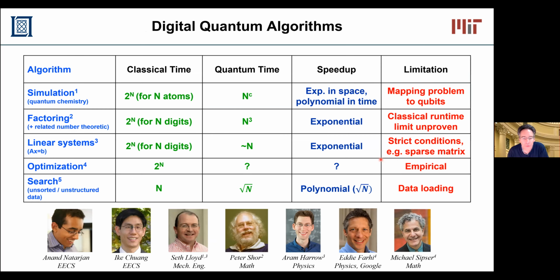Now, there are a number of digital algorithms, and I'm not going to talk through all of them today, but I just want to highlight a few of them, or a few categories. One, of course, very important is quantum simulation, such as quantum chemistry. And what we show here is the classical time, which is basically exponential in the number of atoms you're trying to simulate, and the quantum time, which brings that n out of the exponent into the prefactor, and therefore there's an exponential improvement. Now, of course, we know Peter Shor's algorithm, a factoring algorithm, and related number theoretic algorithms similarly have exponential speed up on a quantum computer. Aram Harrow and colleagues did linear solutions to linear equations, such as Ax plus b.